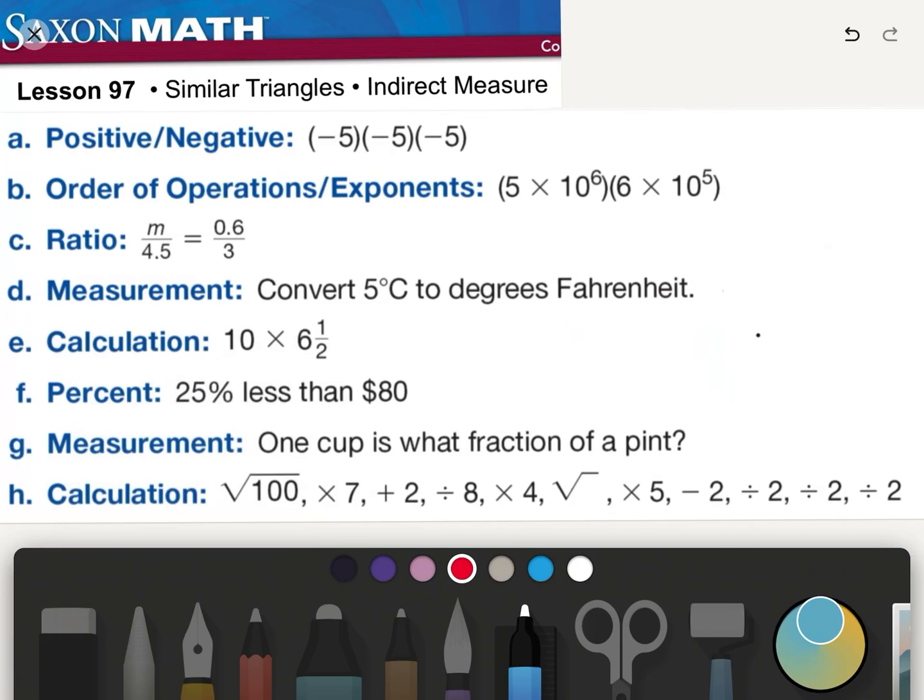Percent, 25% less than $80. Well, that's 1/4 minus 80. 1/4 of 80 is 20. So that gets us $60.